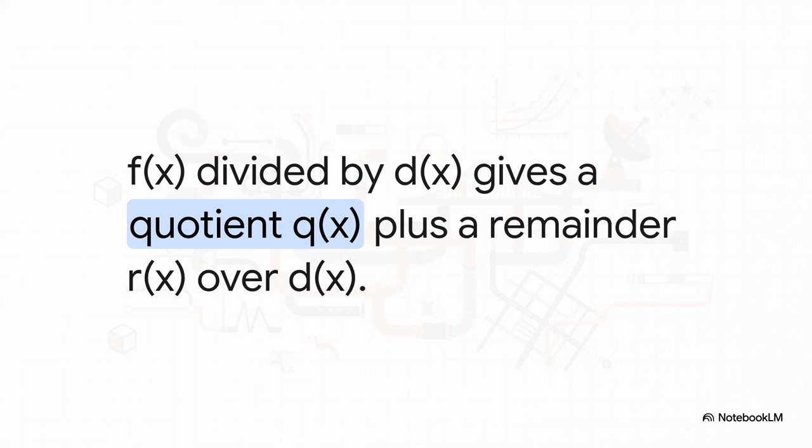The absolutely crucial point to remember is this. When you divide a polynomial f of x by a divisor d of x, what you get is a quotient q of x plus a remainder r of x placed over that original divisor. If you think about it, it's the exact same structure as dividing 10 by 3. You get 3 with a remainder of 1.